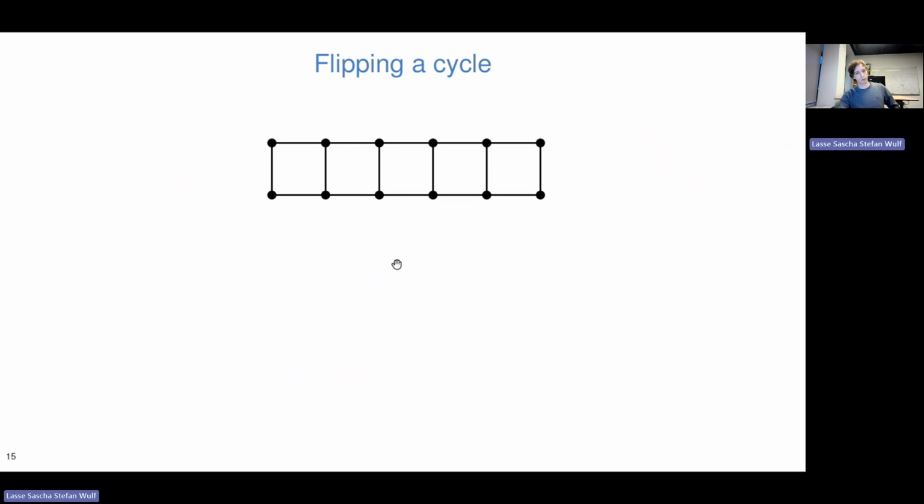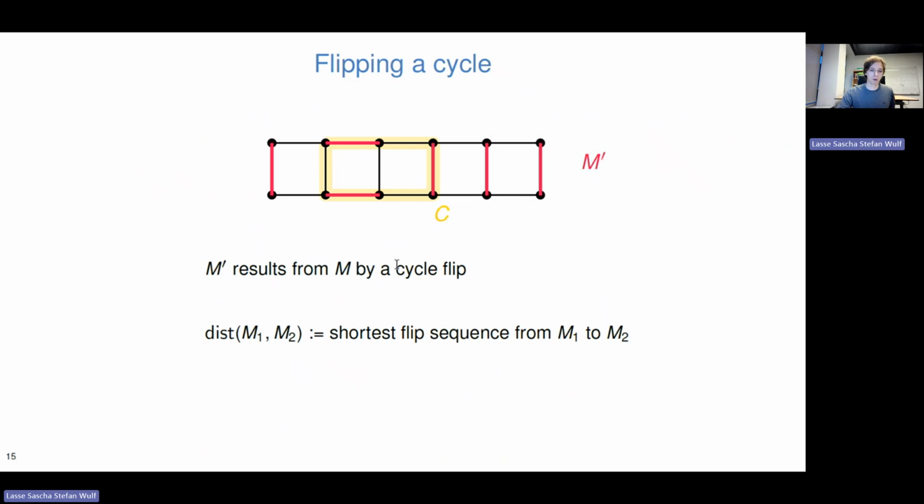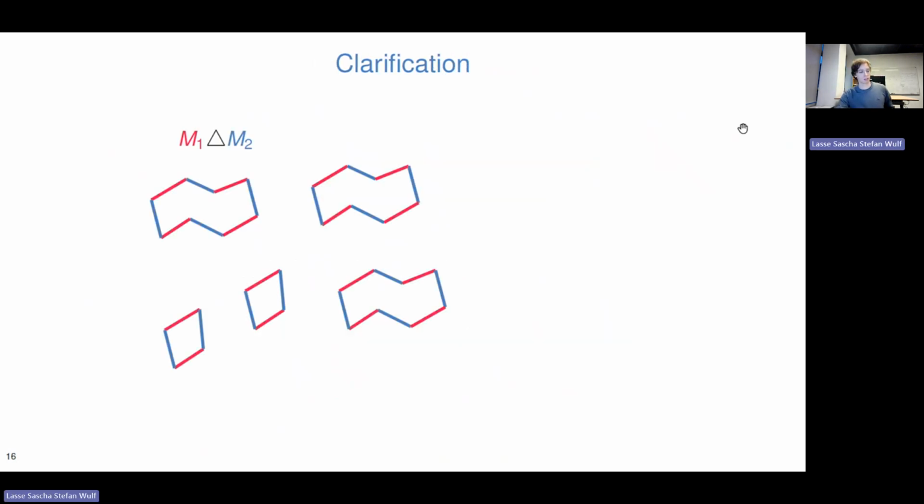So this leads to the following visualization. Let's say we're given some matching M, we select some alternating cycle C with respect to M, and we flip the edges of that cycle, meaning we exchange red and black edges. Then M' results from M by something that we call a cycle flip. And then the distance between two perfect matchings M1 and M2 is simply the shortest flip sequence starting from M1 and ending at M2. So here's some clarification, because this confused me also at the start.